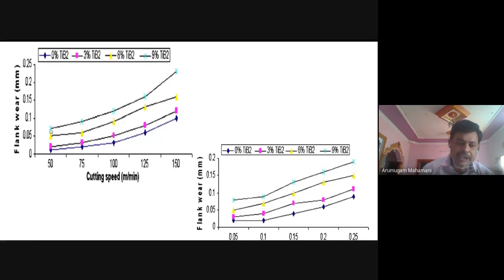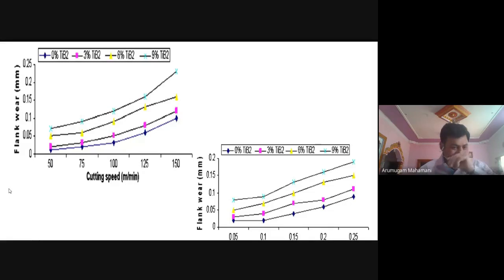What happened? With more content, the composite material itself will be abrasive in nature. So that excessive abrasiveness, excessive reinforcement content, increases the flank wear. And one more thing, if you are interested to notice, when increasing cutting speed, the flank wear keeps on increasing. You look at all of them, irrespective of reinforcement ratio, when increasing cutting speed, flank wear is increasing.